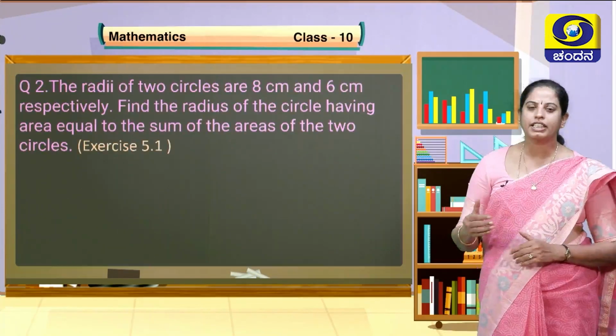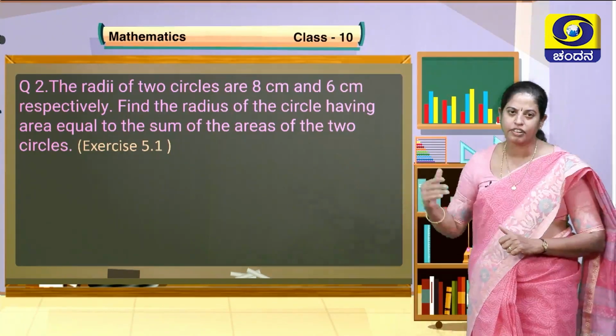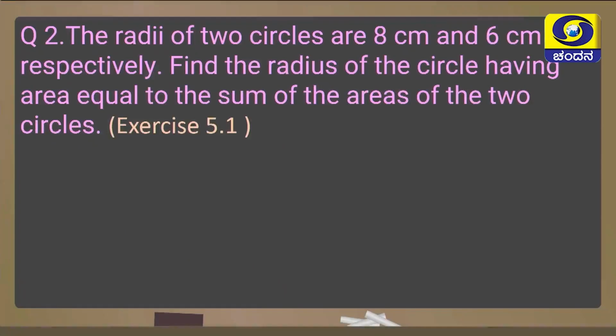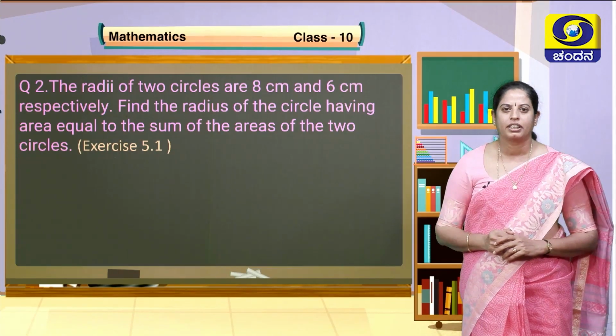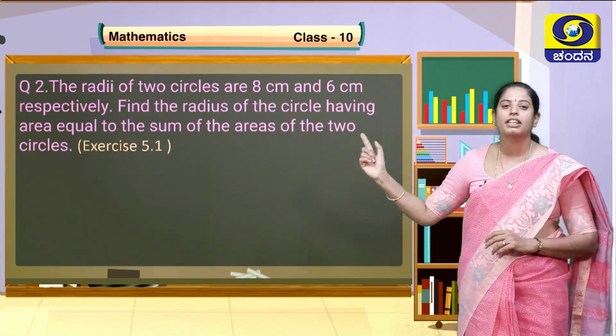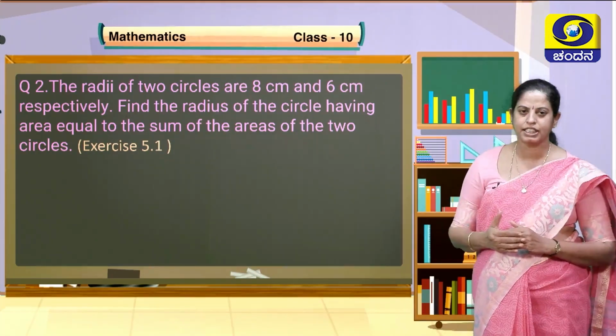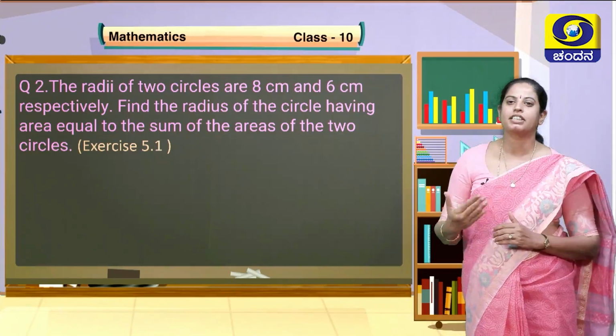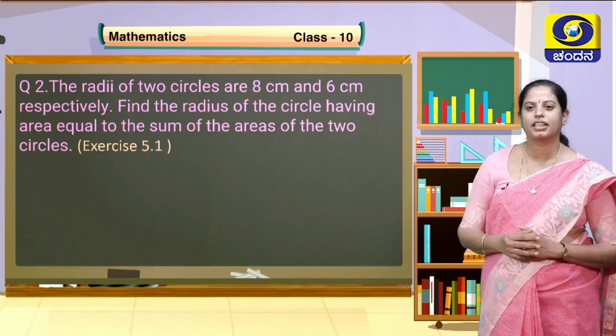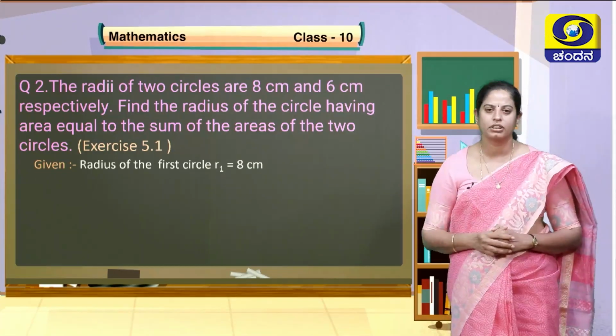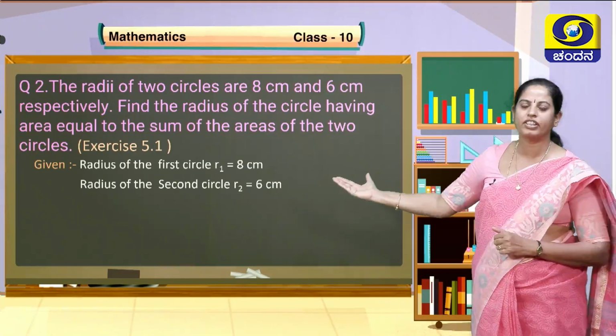Okay. Now let us discuss one more question from the same exercise 5.1. Along with me, you also read the question. Yes, children? Okay. What is given? The radii of two circles are 8 centimeter and 6 centimeter respectively. Find the radius of the circle having area equal to the sum of the areas of the two circles. Wow. So in the previous question, the problem was on circumference. Now it is on areas. That means the sum of the areas of the two circles gives the area of the third circle. We have to find the radius of the third circle. Let us list what is given, what we have to do. We know the radius of the first circle R1 is 8 centimeter.